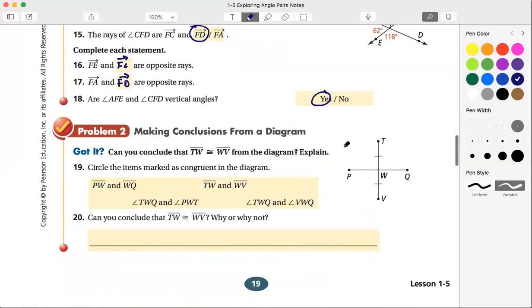Okay, problem number 2. Can we conclude that TW is congruent to WB? Line segment TW is congruent to line segment WD from the diagram. Let's explain. First, let's circle items marked as congruent in the diagram. TW and WV are marked as congruent. These two things are marked as congruent. That's what those markings represent. Can I conclude they're congruent? Yep. So the congruence marks are on line segment DW and line segment WB.